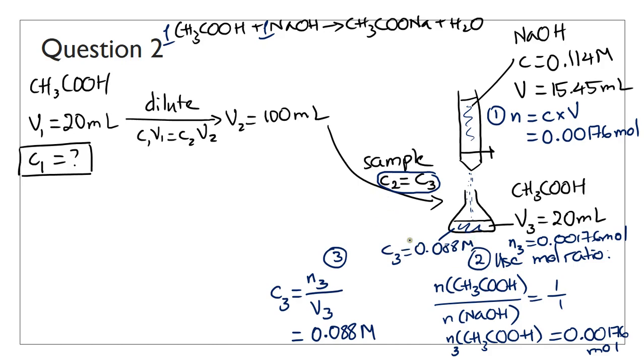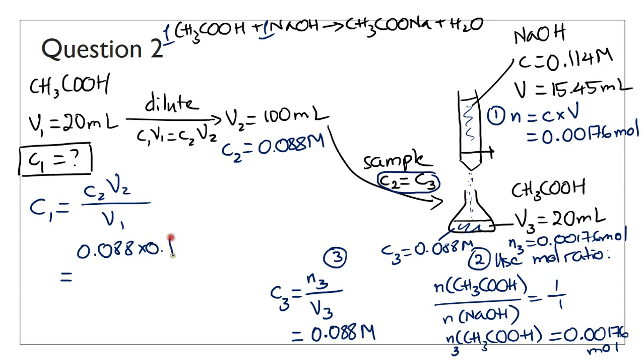Now, because this is a sample of the second solution, I can also write here that C2 must equal 0.088 molar as well, because the sample and the original should have the same concentration. Now, once I have C2 and V2 and V1, I can work backwards to work out the concentration of ethanoic acid in the original solution. So I can just go C1 equals C2V2 over V1. So you have 0.088 times 0.1 over 0.02.